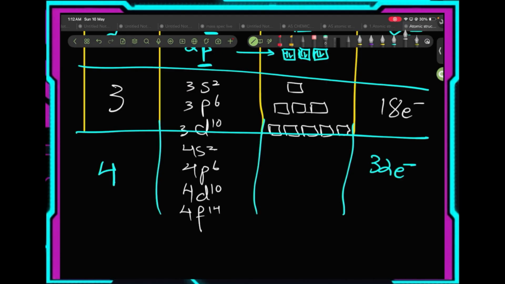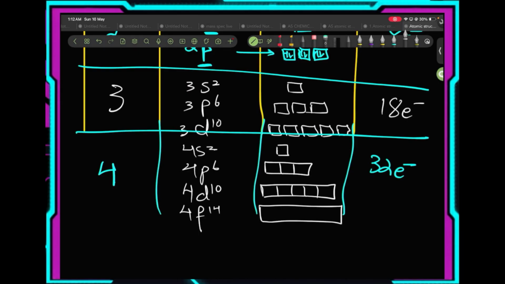Now how many orbitals does s have? 1. How many does p have? 3. How many does d have? 5. And then how many does f have? 7 orbitals. Clear?